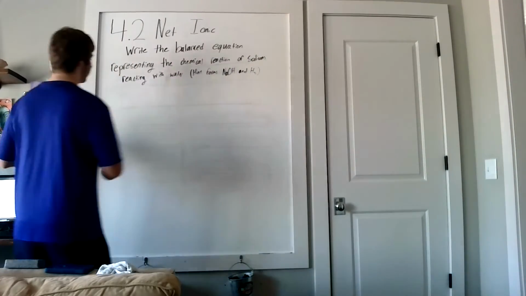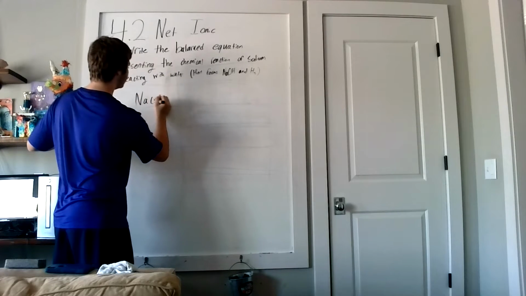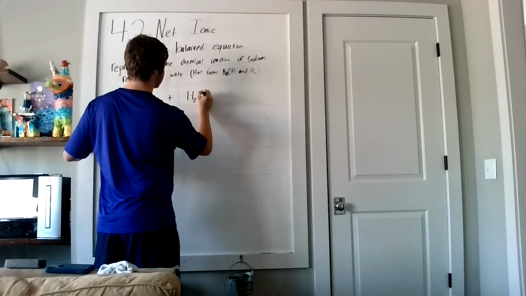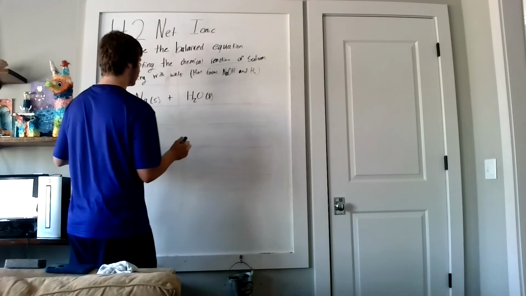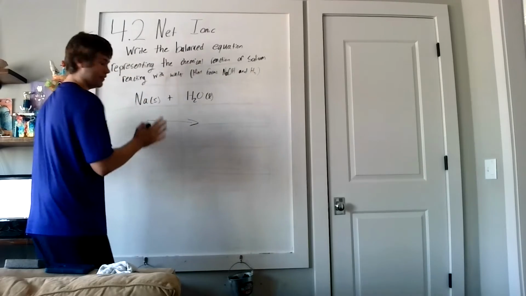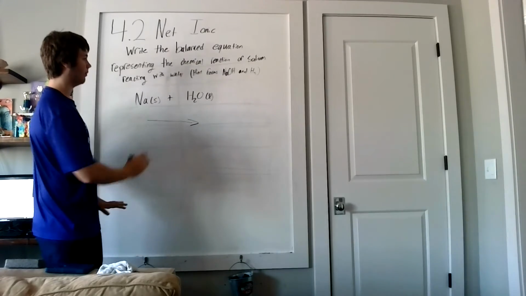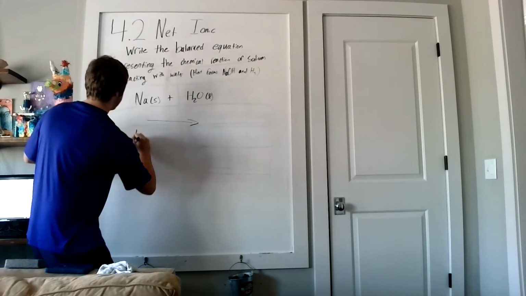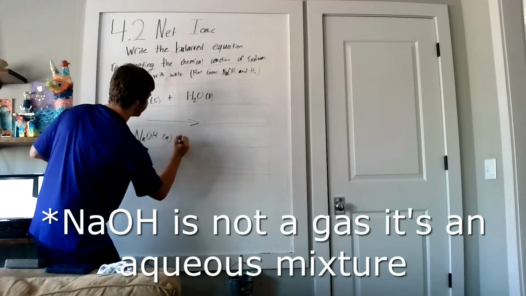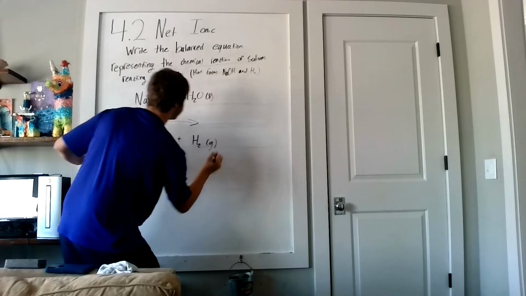So first of all, we have our sodium, so Na, which is a solid, plus H2O, which is a liquid. Normally it's in a line, but for right now, dealing with space, we're just going to have it stacked on top of each other. NaOH, which is a gas, plus H2, which is also a gas.